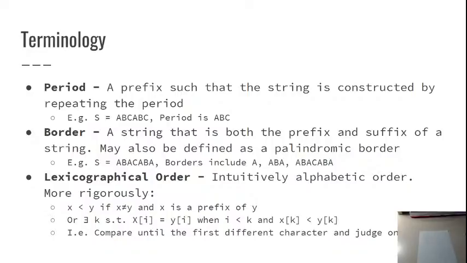The last bit of terminology is lexicographical order, however you want to pronounce it. This is just a really big fancy word meaning instead of ordering it by numbers, order it by letters, where A goes to Z and A is greater than Z. Or that's one interpretation, or another interpretation is using prefixes.